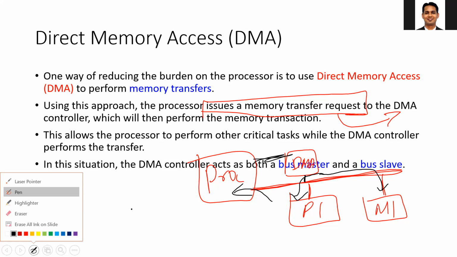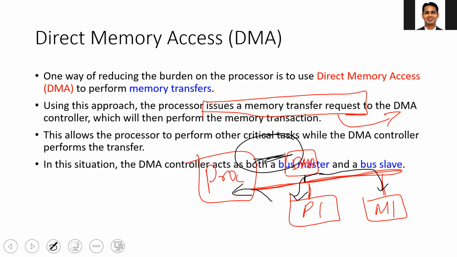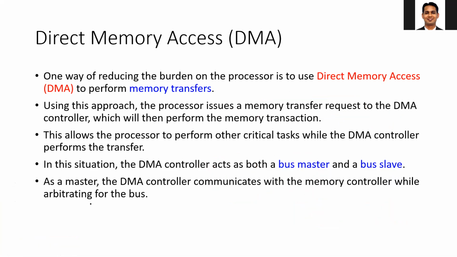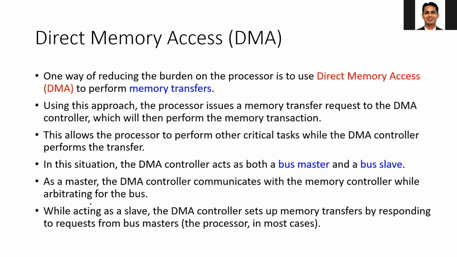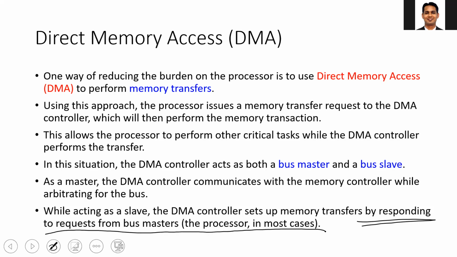Then when will it act as a slave? When the configuration is being performed from the processor onto the DMA, then it acts as a slave. So the DMA is a unit which can act both as the master as well as the slave. As a master, the DMA controller communicates with the memory controller while arbitrating for the bus. While acting as a slave, the DMA controller sets up the memory transfer by responding to the request from the bus master, that is the processor.